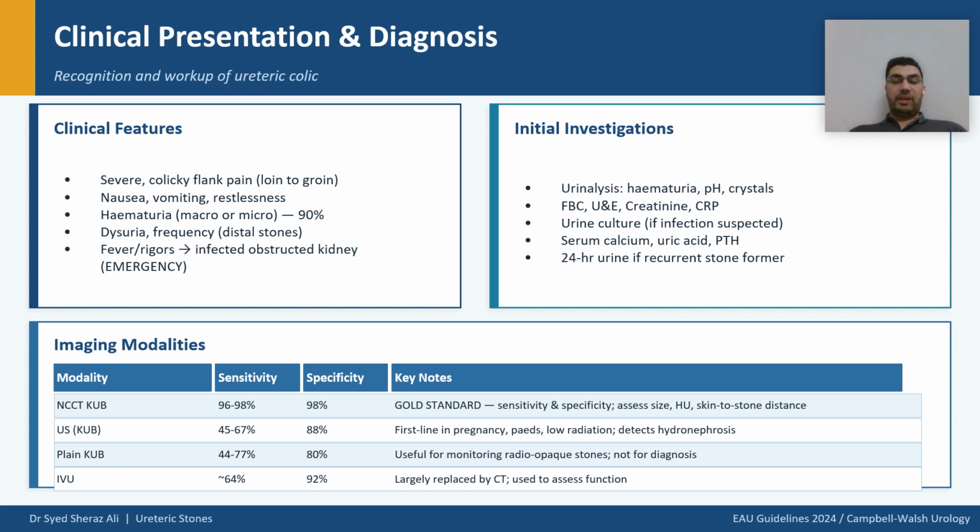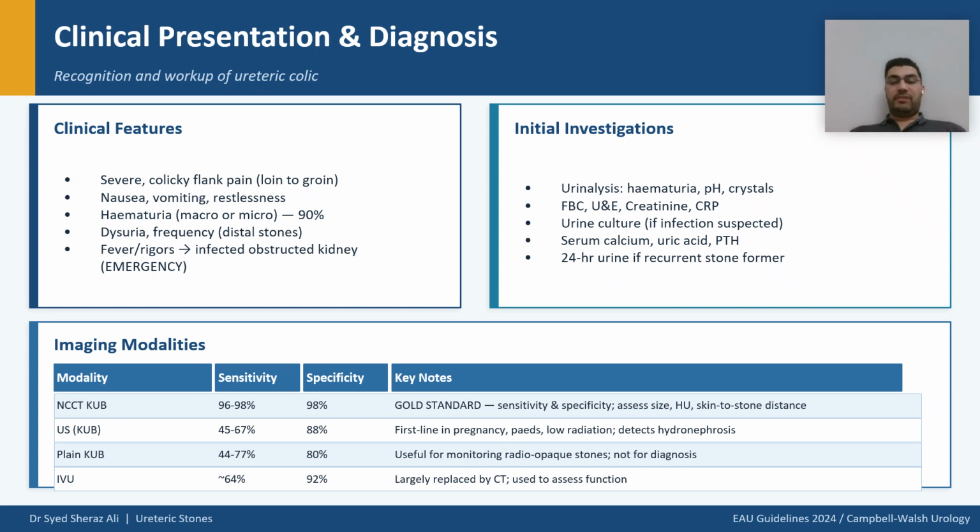The imaging table at the bottom summarizes our modalities. The first one is non-contrast CT KUB, and it is the gold standard with sensitivity and specificity both exceeding 96 to 98%. It provides stone size, density, and Hounsfield units, and skin-to-stone distance, all critical requirements for treatment planning.